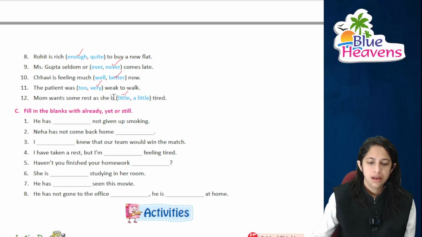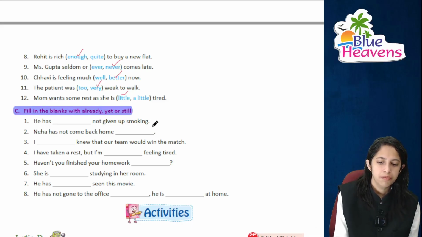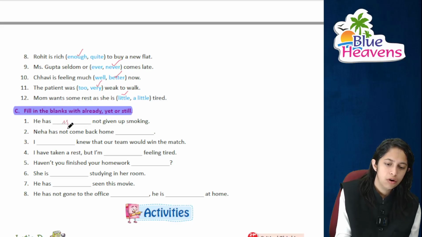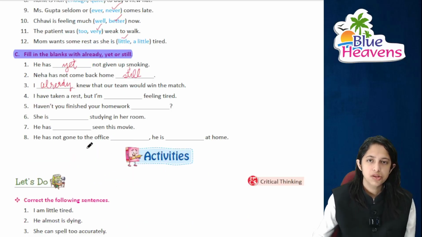Next is the last exercise, you have to fill in the blanks with already, yet, or you can say still. He has dash not given up smoking. He has not yet, अभी तक उसने smoke करना बंद नहीं किया है, right? Neha has not come back home yet. अभी तक वो घर से नहीं आई है वापस, right? I dash, I already knew him. मैं उनको पहले से ही जानता हूँ. Knew that the team has already won the match.